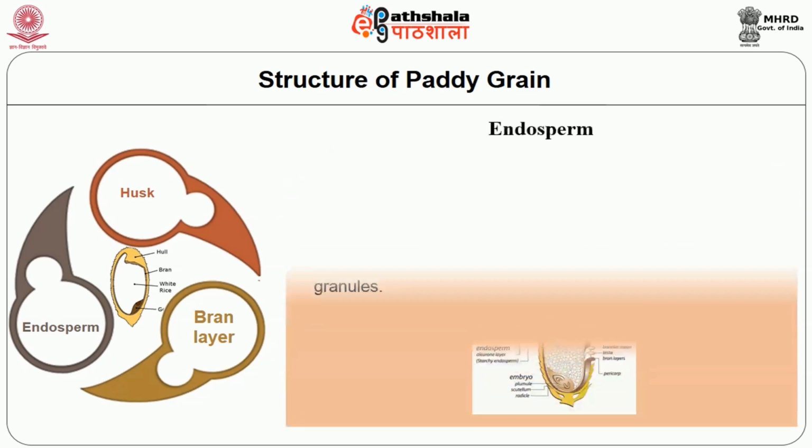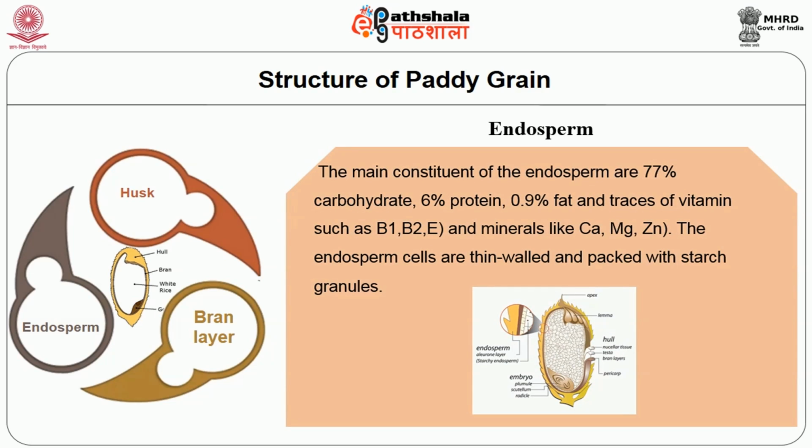The next part, the edible portion of the paddy, is the endosperm. The main constituents of the endosperm are 77% carbohydrate, 6% protein and 0.9% fat, with traces of vitamins such as B1, B2 and E, and minerals like calcium, magnesium and zinc. The endosperms are thin-walled and packed with starch granules.